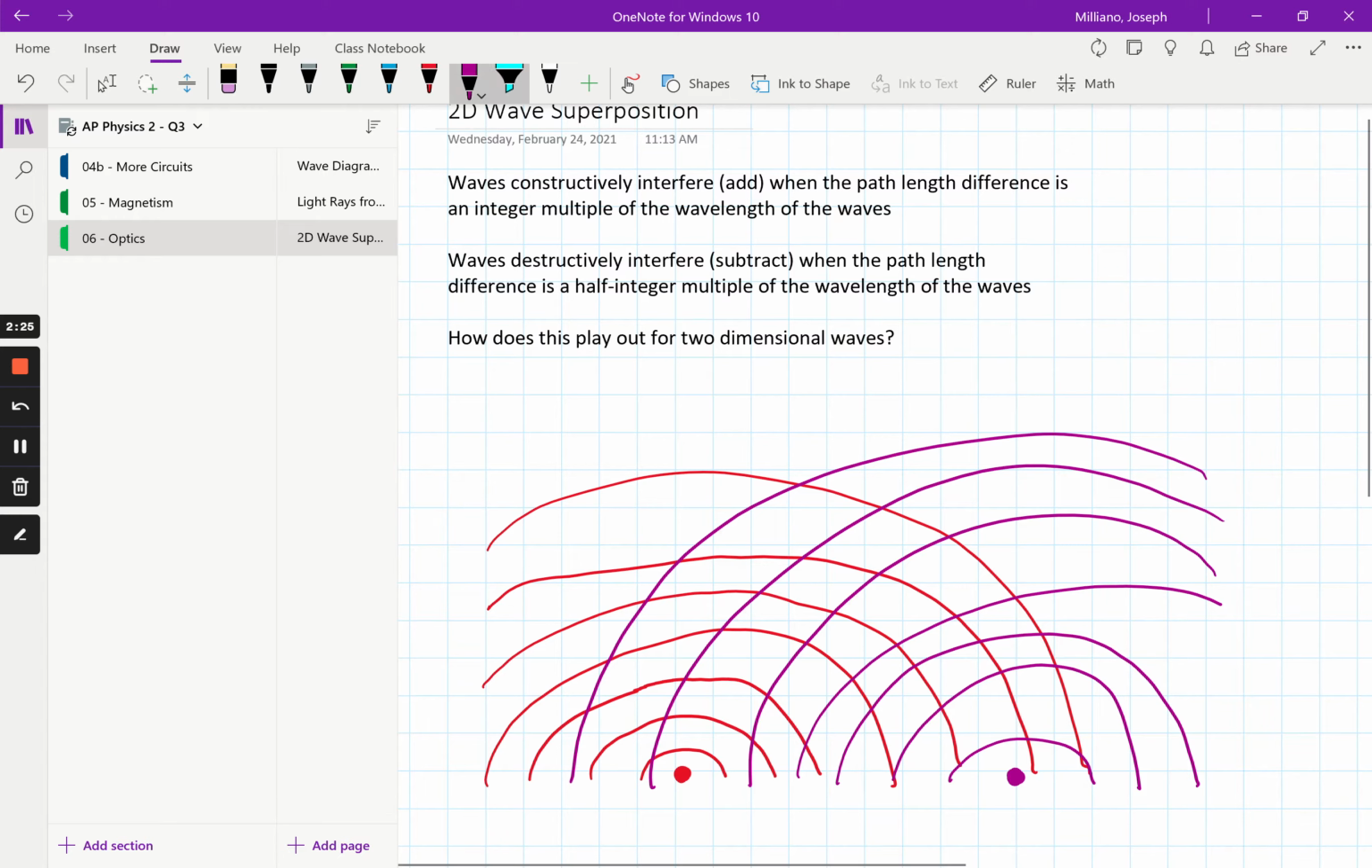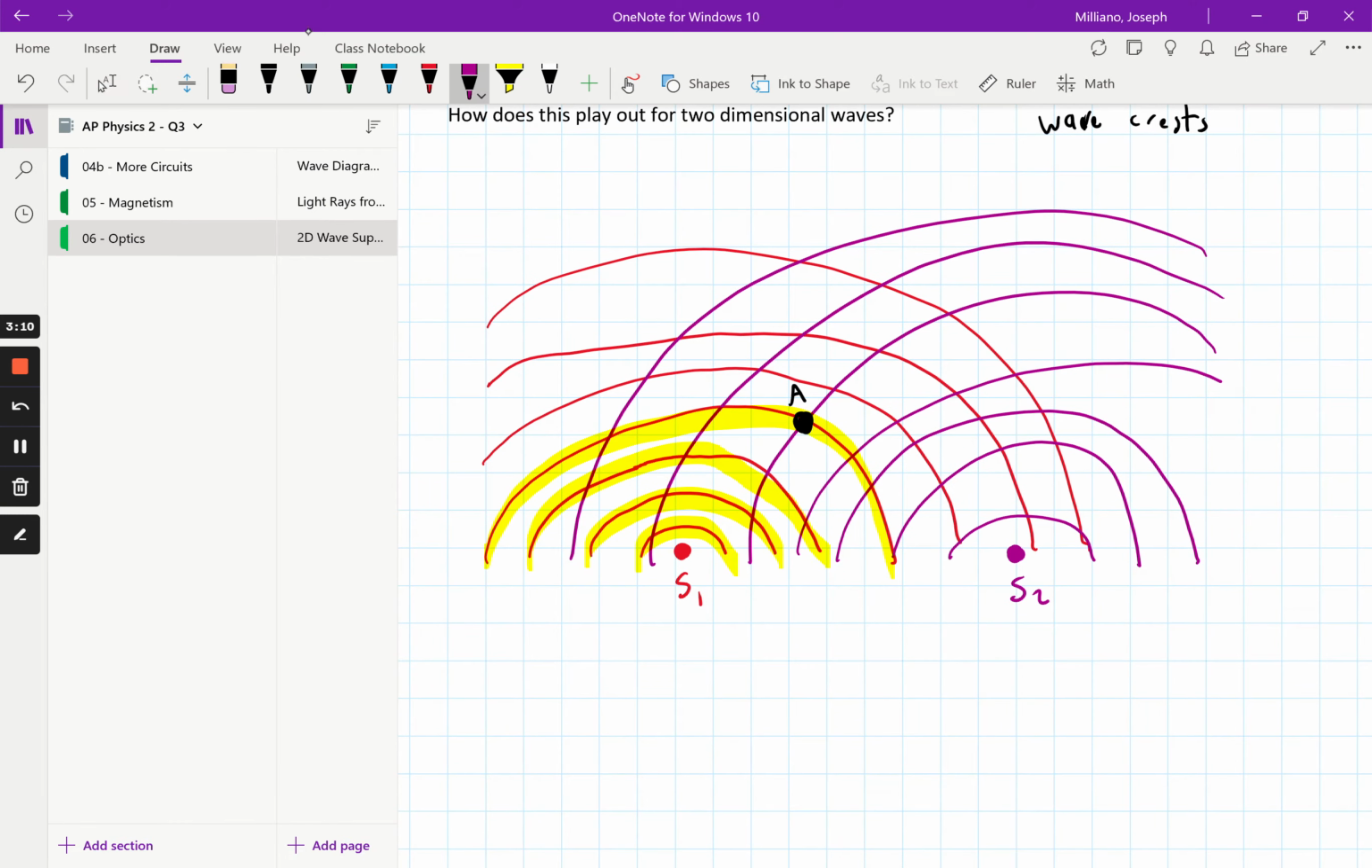So, grabbing my highlighter tool, I want to consider this point right here. Let's call it point A, where the two wave crests intersect. The lines here represent the wave crests, the peaks of the waves. Should have mentioned that. All right. Now, if I'm looking at the red waves, point A is 1, 2, 3, 4 wavelengths away from my source. I'm going to label my red dot S1 for source 1, and the purple dot for my friend is S2 for source 2.